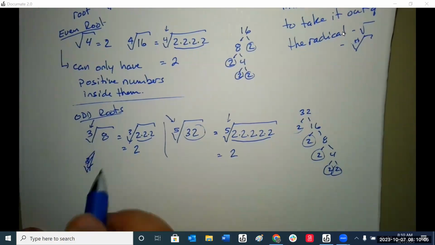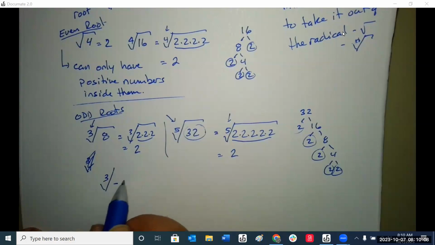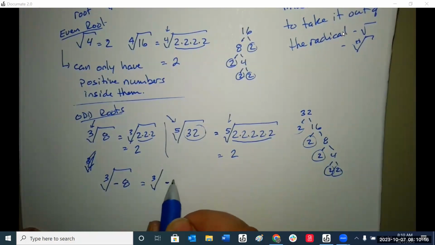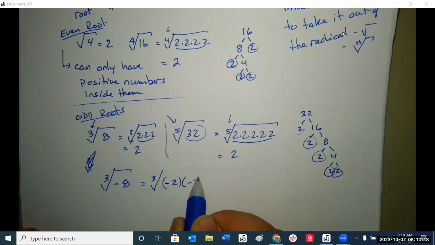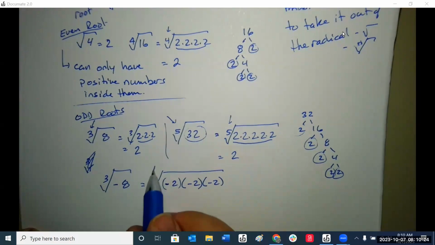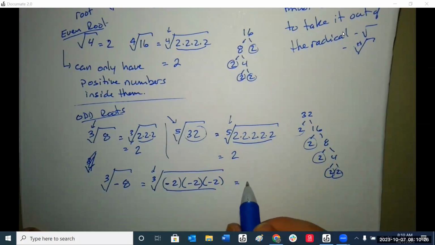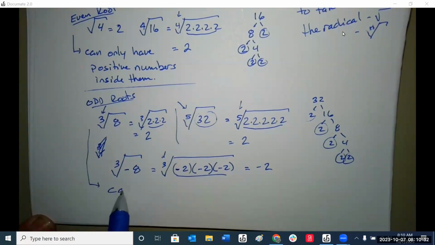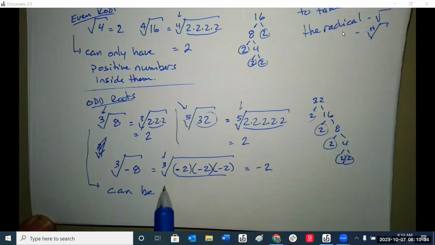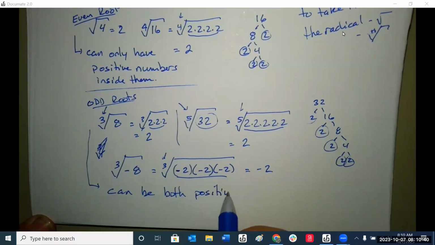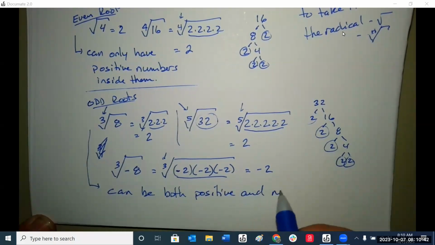But with an odd root, I can take negative numbers because negative 8 is made up of negative 2 times negative 2 times negative 2. Since it happened 3 times, the answer is negative 2. Odd roots can be both positive and negative.